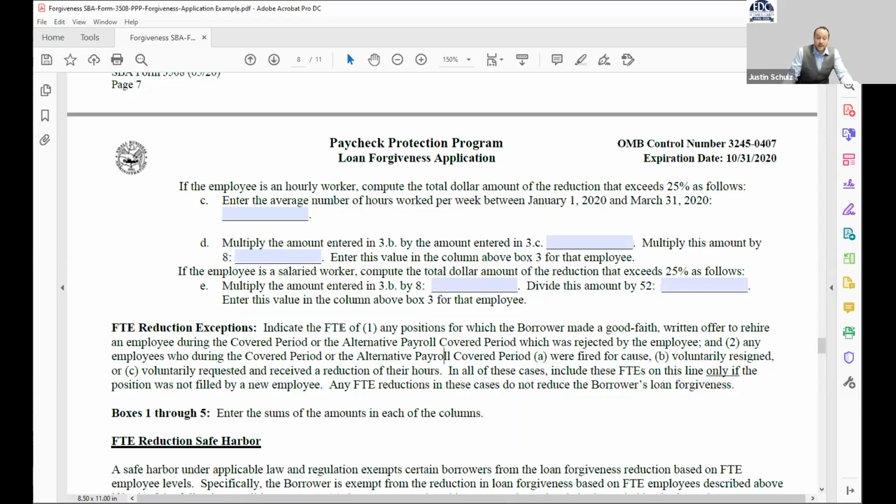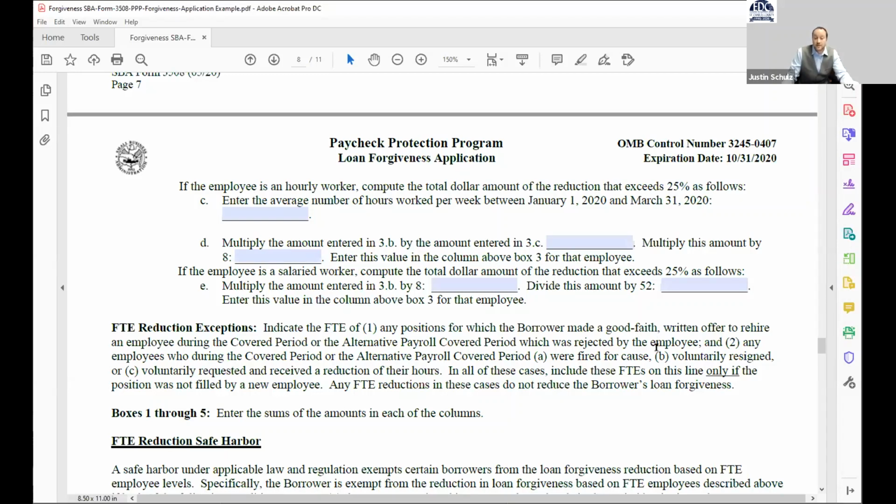So it says, indicate the FTE of 1 for any position for which the borrower made a good faith written offer to rehire an employee during the covered period or the alternative covered payroll period, which was rejected by the employee, and any employees who during the covered or alternative payroll covered period were fired for cause, voluntarily resigned, voluntarily requested and received a reduction of their hours.